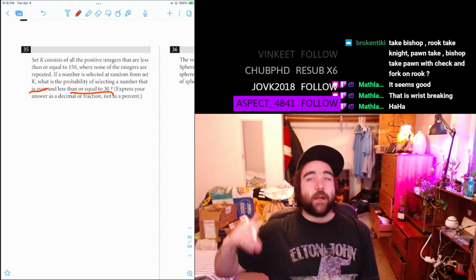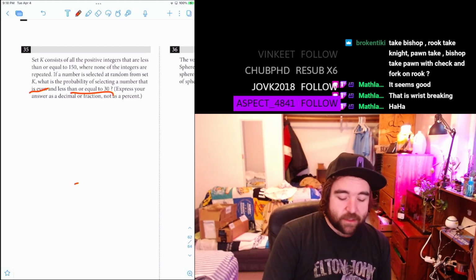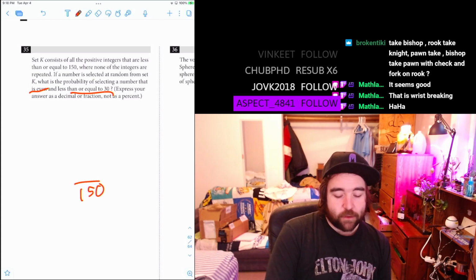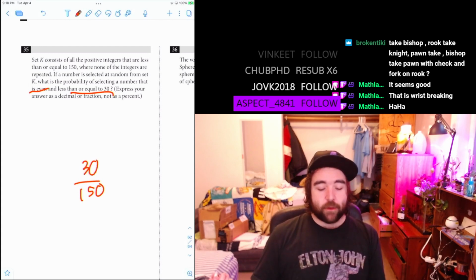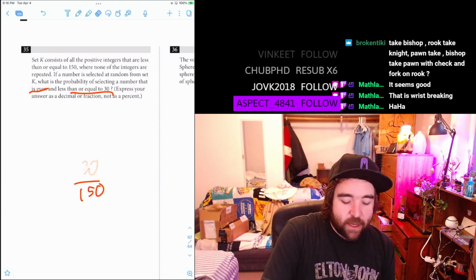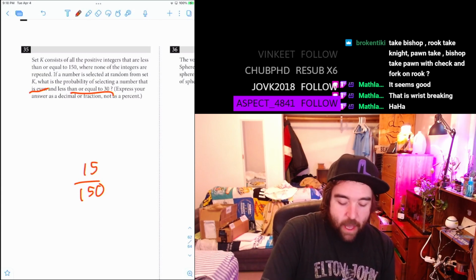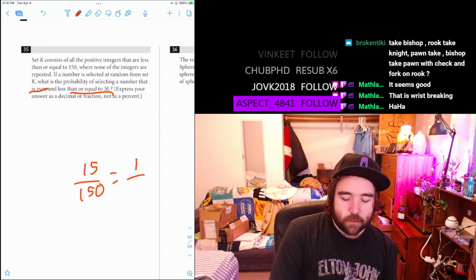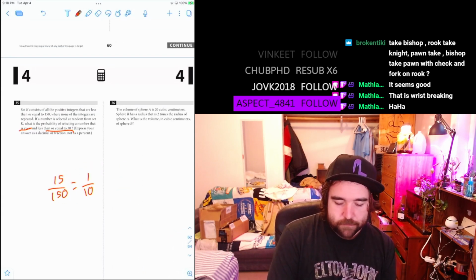So how many numbers are even and less than or equal to 30? Because it's definitely out of 150. So there's 30 numbers that are less than or equal to 30. But only half of those are even, right? Half of all the numbers are even. So it's actually 15 out of 150, or 1/10.